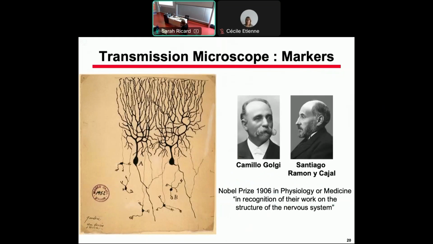And this is a very famous image; everyone has heard about it this morning. It was the so-called Golgi staining. It was working, except that at that time, all kinds of markers were toxic. Basically, they were killing the cells. It's good to see morphology, not so good to study living cells.